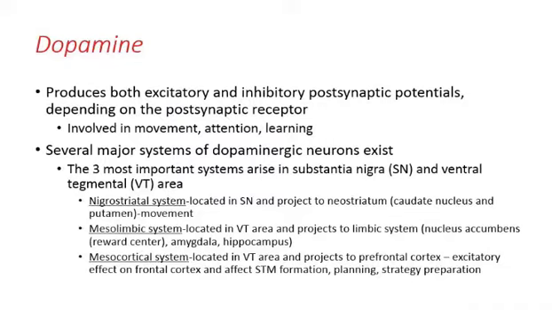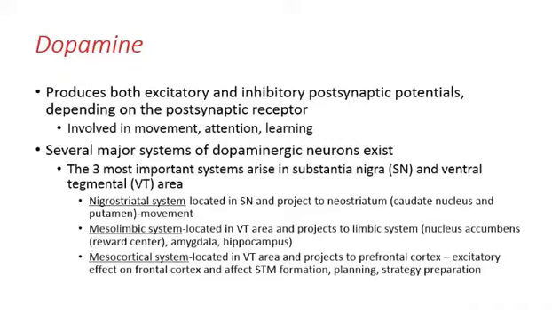The mesolimbic system is located in the ventral tegmental area, not the substantia nigra, and then projects to the limbic system, particularly the nucleus accumbens, which is the reward center, as well as the amygdala and the hippocampus. The mesolimbic system is sort of what goes awry with addictions and things like that. That's where a little squirt of dopamine happens.